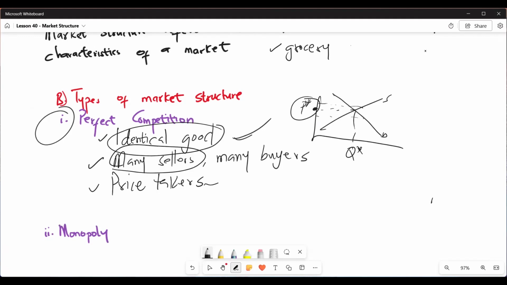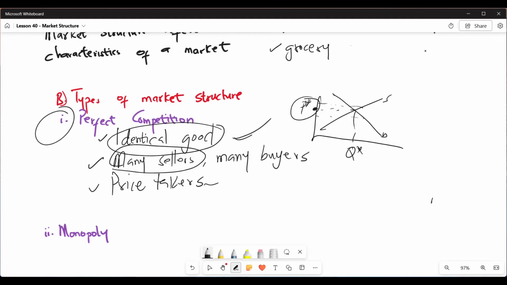Now, an example of perfect competition is agricultural markets or stock markets. If you think of agricultural markets, there are a lot of farmers that sell identical products like vegetables or fruits. In a particular area, you can have a lot of farmers selling agricultural products.